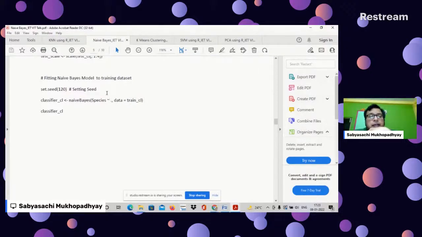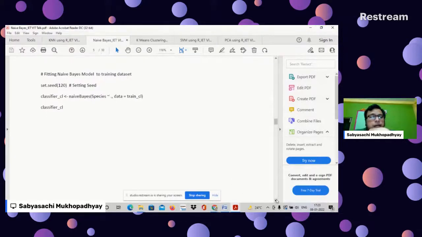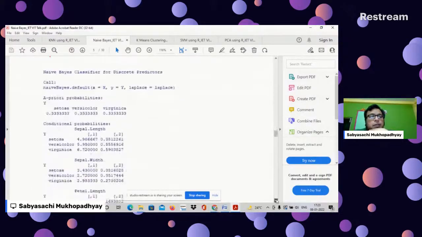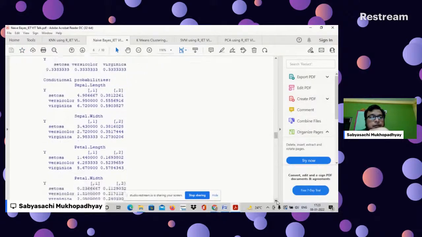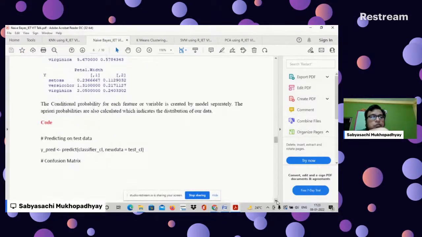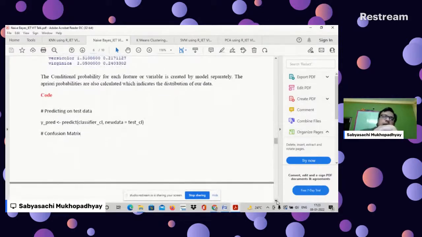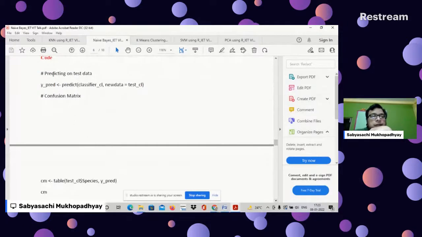Then, after the comma, the second argument will be data equals train_cl, and then you print the classifier_cl. Once you print it, you will get the following type of outcome, where the prior probability information and the conditional probability information will all be printed. The conditional probability for each feature or variable is created separately by this model. Now the predictions can be made. Simply use the predict function with the first argument classifier_cl, and the second argument newdata equals test_cl.